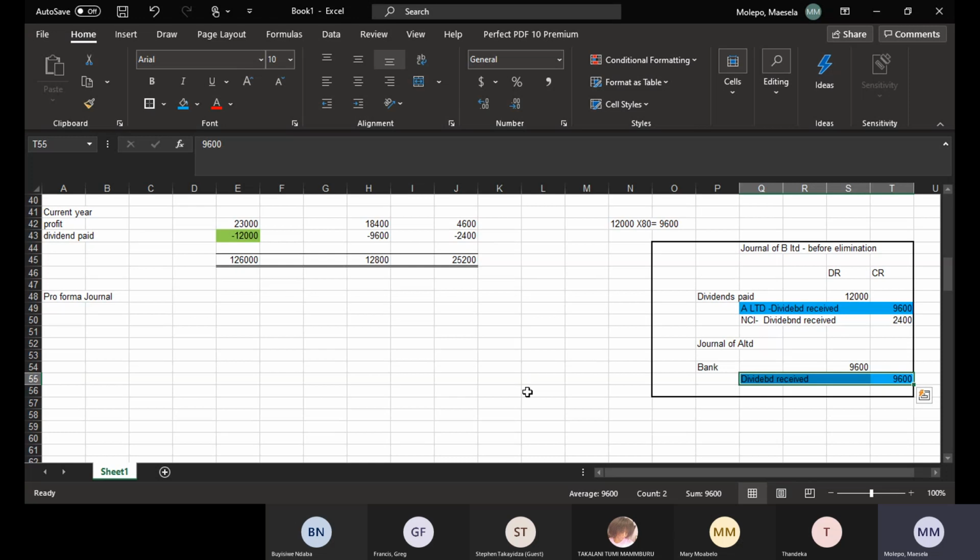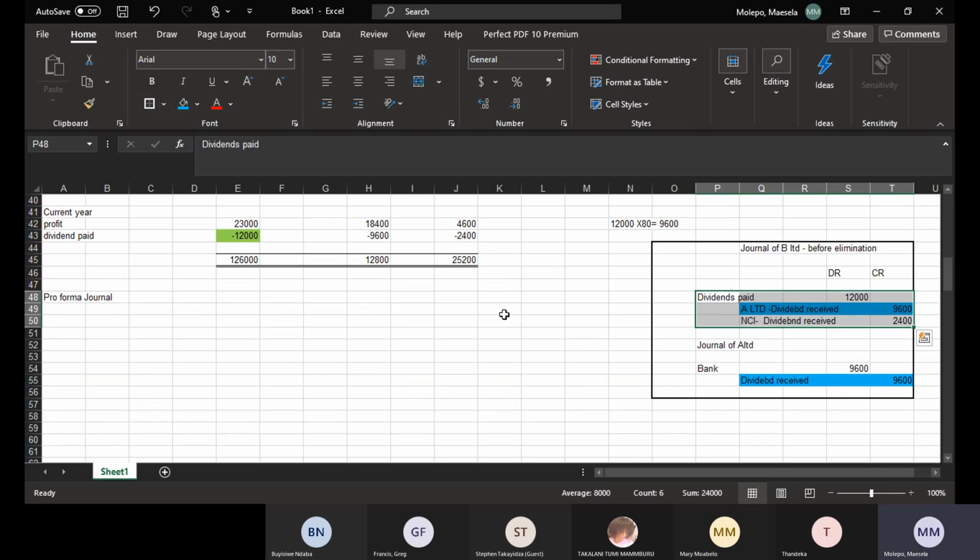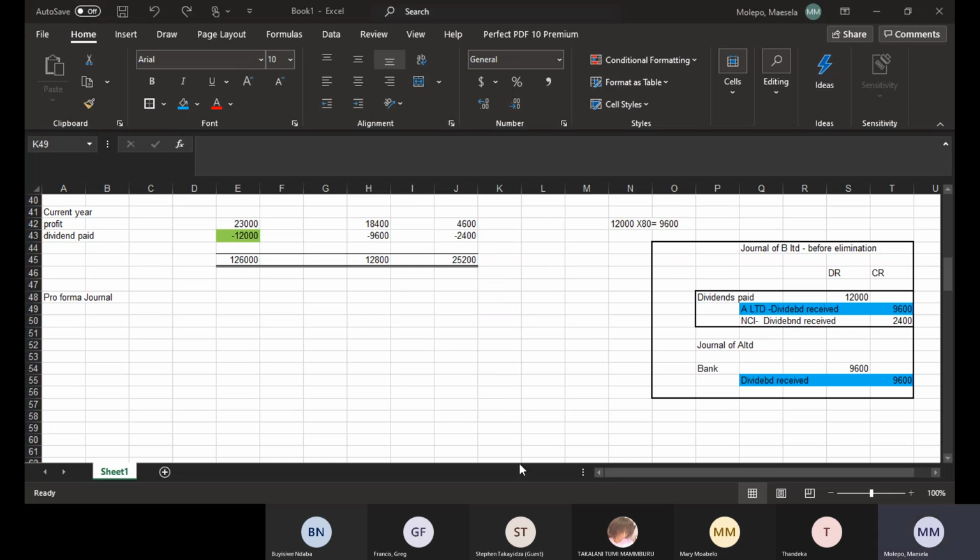So the 9.6 elimination will be in the form of the dividend received, which is going to go to the debit side, and then the 2.4, which must also go to the debit side as the non-controlling interest. Then the dividend paid will now go to the credit side. So we eliminate based on this. Anyone who has a question so far with regard to the elimination of the dividend declared by the subsidiary? Any question? Okay, I assume that there's no question.